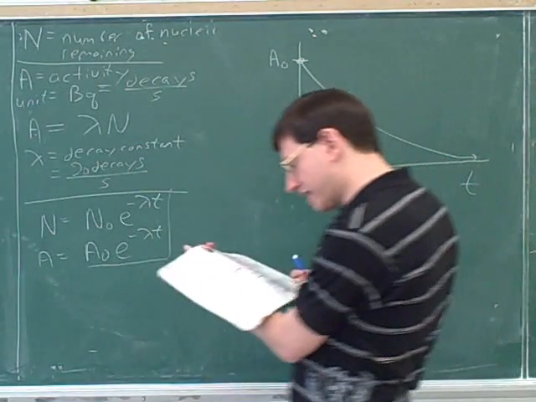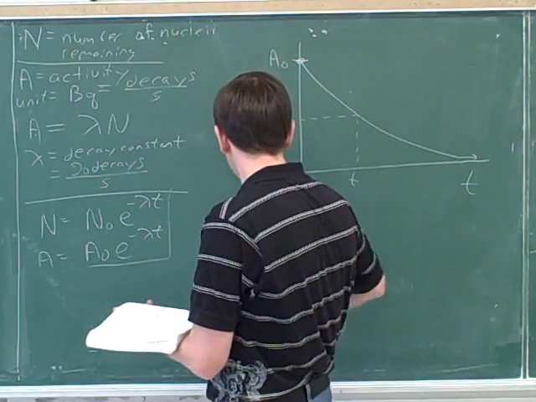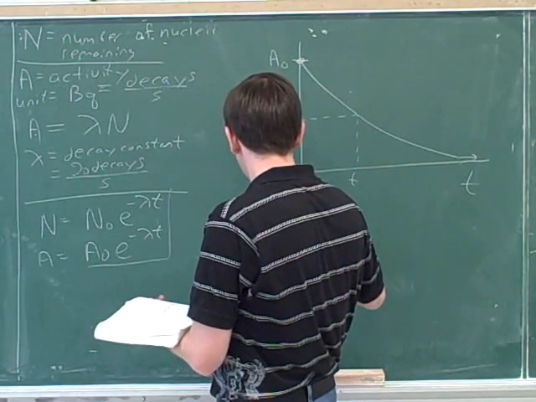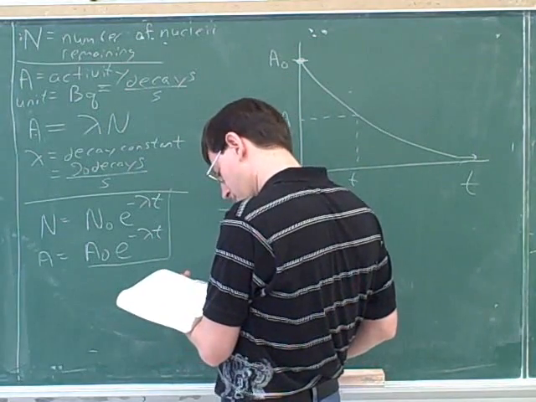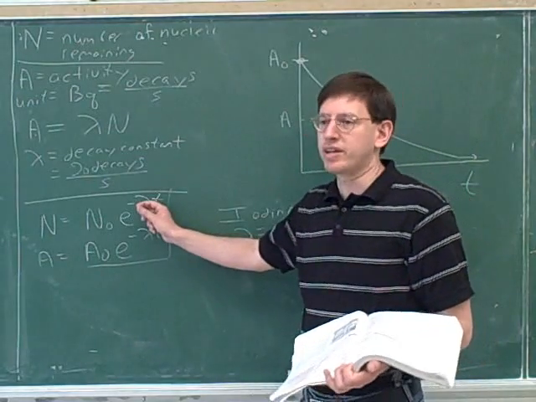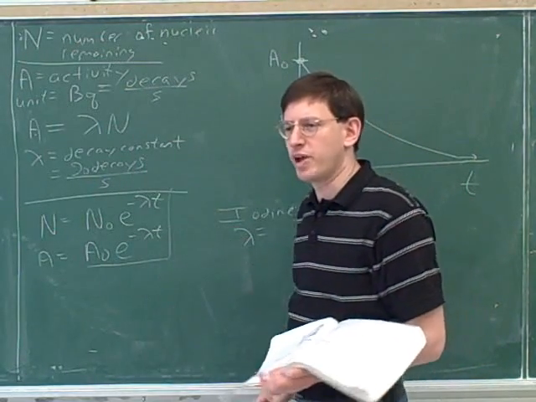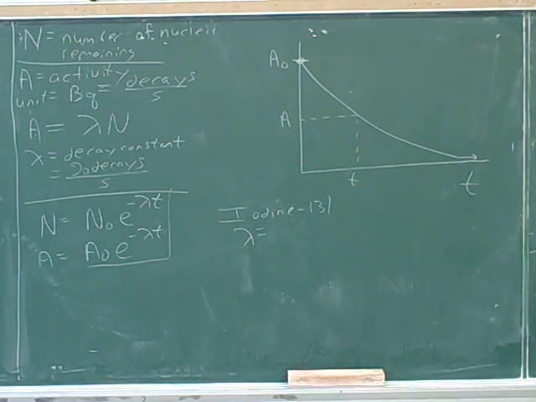So let's think about some iodine 131. Every substance has a different lambda, because every substance has a different rate of radioactive decay. So I'll just tell you that the lambda for iodine 131 is 0.086.